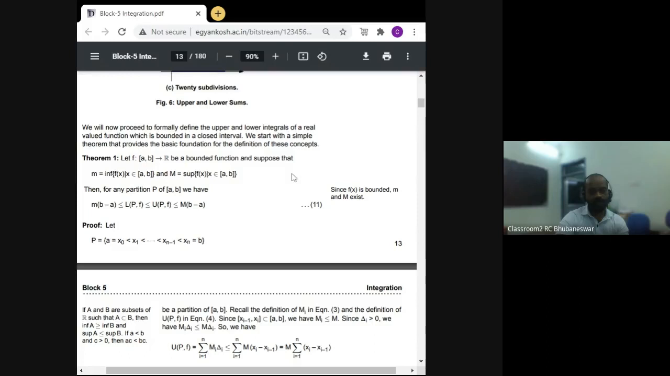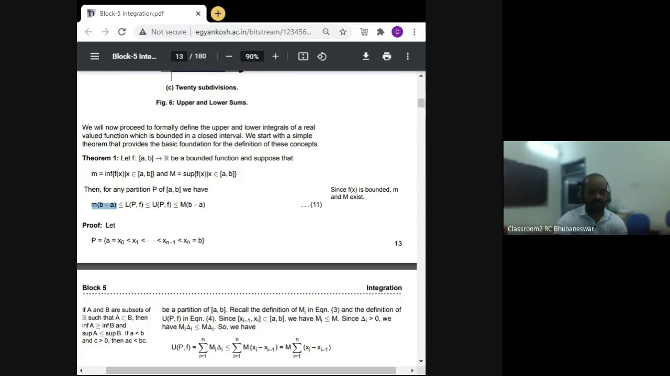And suppose small m is the infimum of the function throughout the interval AB, and capital M is the supremum of the function throughout the interval AB. And then for any partition P of the closed interval AB, we have the following relation. So here, look carefully. In the first term, we are using small m, as it is the infimum value throughout the interval AB, and it is the product of small m into b minus a.